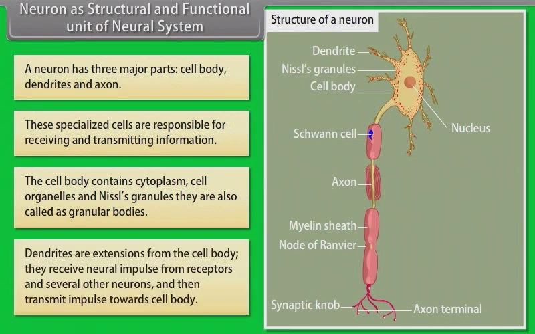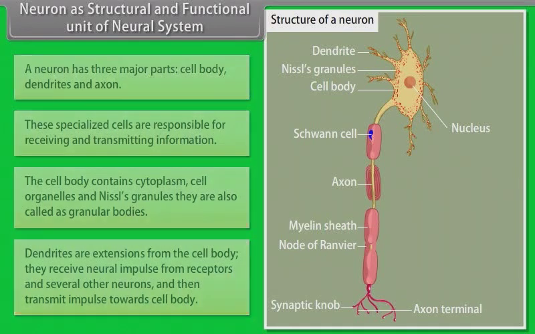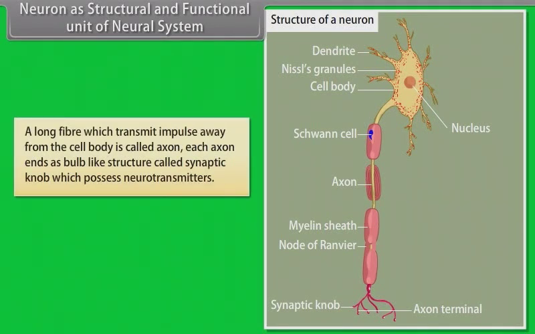Dendrites are extensions from the cell body. They receive neural impulse from receptors and several other neurons and then transmit the impulse towards the cell body. A long fiber which transmits impulse away from the cell body is called an axon. Each axon ends as a bulb-like structure called the synaptic knob, which possesses neurotransmitters.